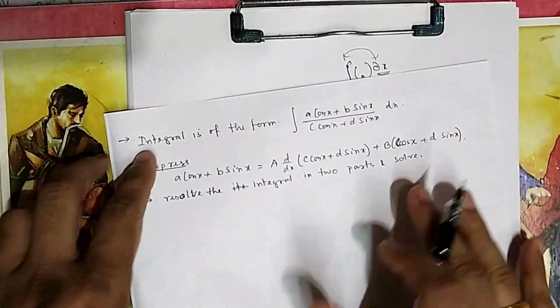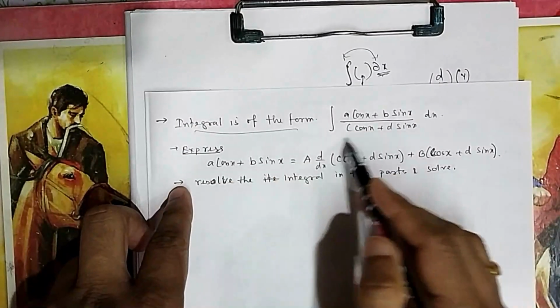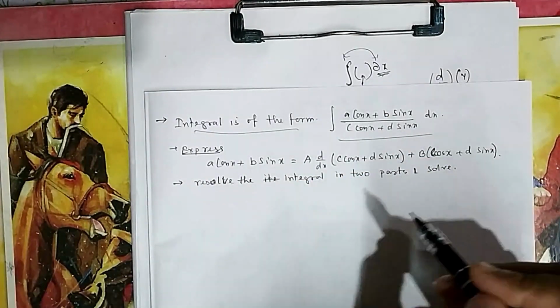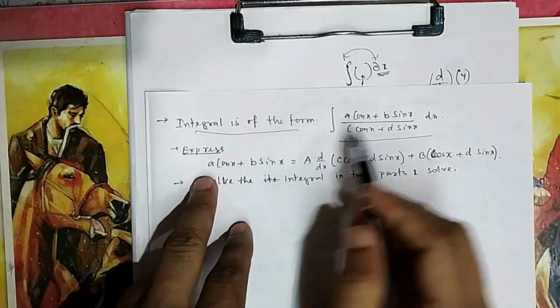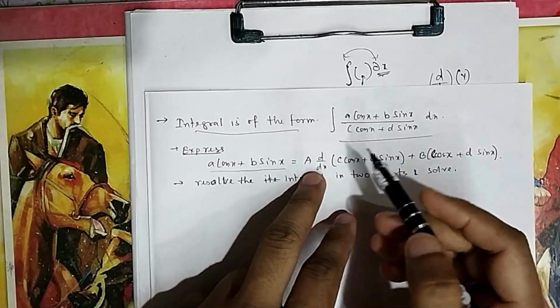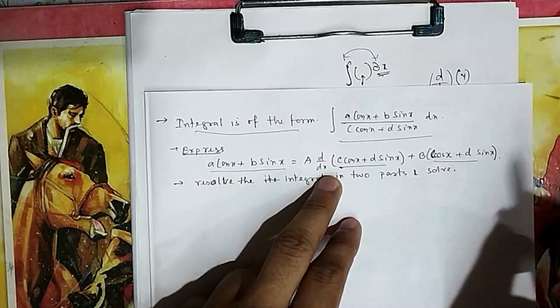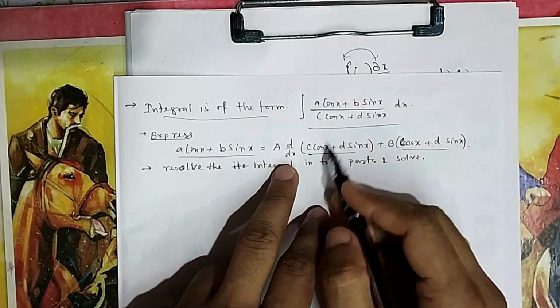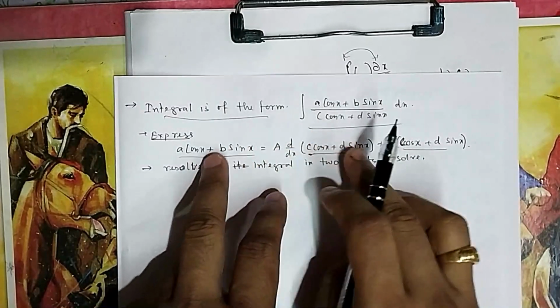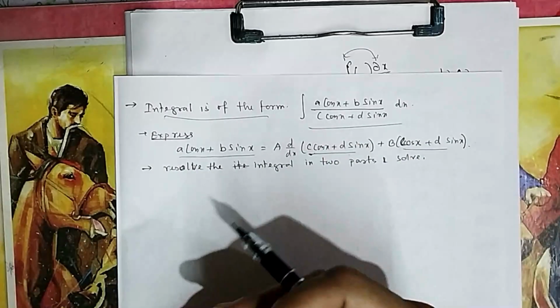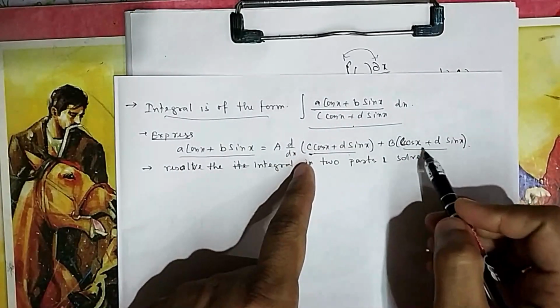Next, there may be trigonometric integration of this format: a cos x plus b sin x by c cos x plus d sin x. Both numerator and denominator have sin and cos. So generally what we do, we express the numerator as a sum of the differentiation of the denominator plus some constant into the denominator. One part is differentiation, so you equate both sides, cos coefficient, sin coefficient, find a and b, and then you again segregate it into two parts. One will be this by this, one will be this by this.